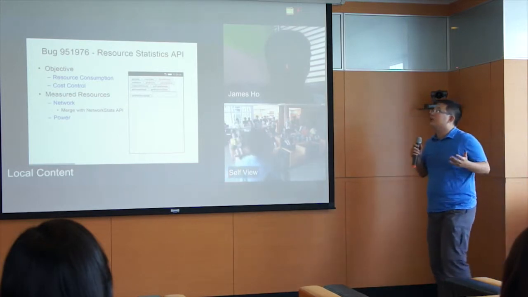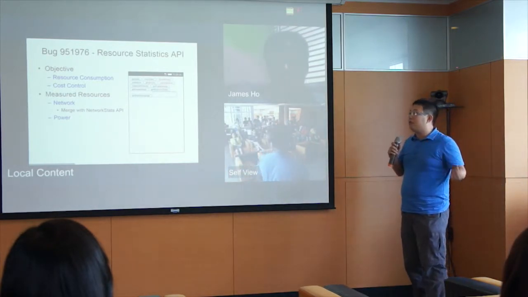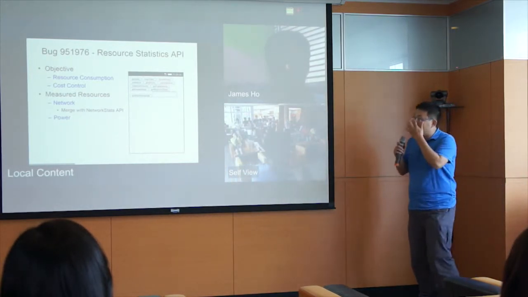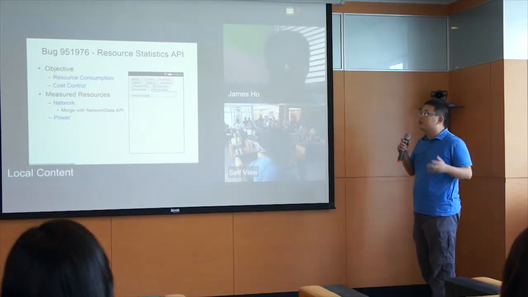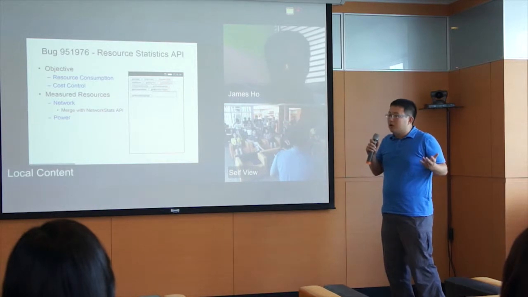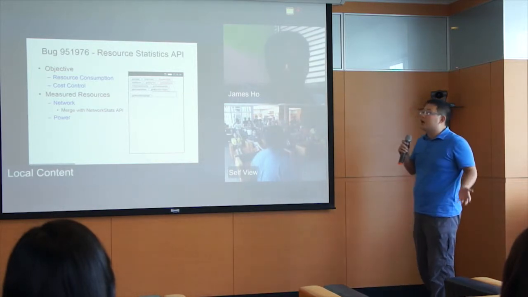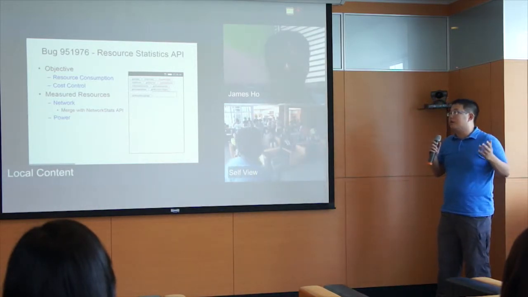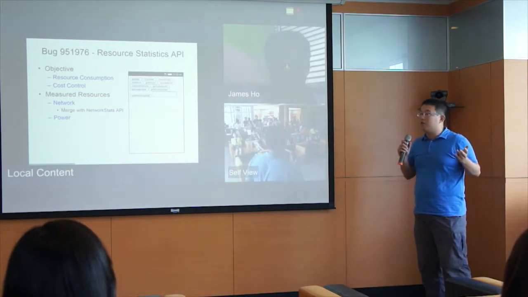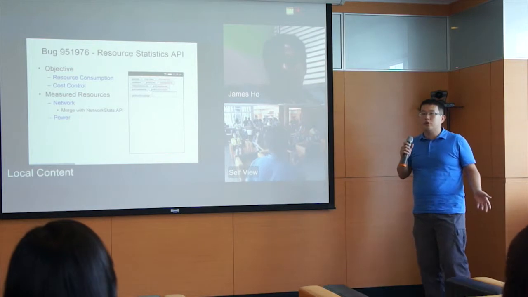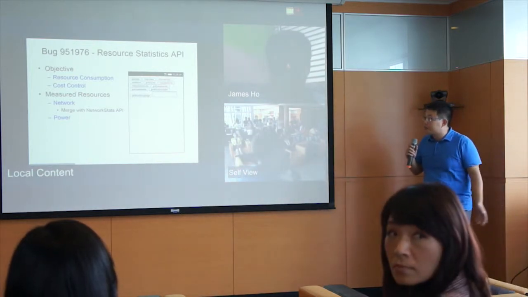Okay, so let me brief the 4 bugs I have worked on. So the first bug is the web ID authentication relation of the resource statistics API. So the objective of this API is to provide the measurement of resource consumption and provide cost control.